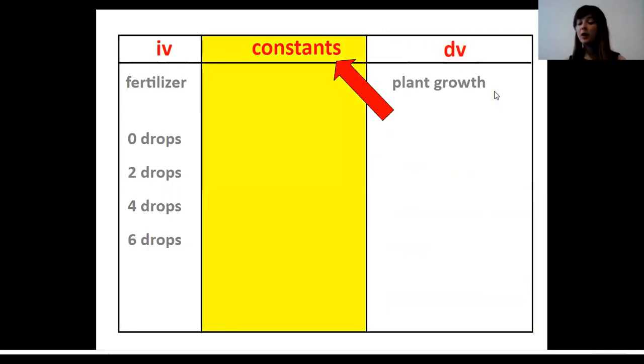Now, remember that your constants are the things that won't change. So in this experiment, we're testing the effects of fertilizer on the growth of plants. So think for just a moment, what are some things that you would need to keep the same to make sure that it's the fertilizer that's affecting your plant growth?